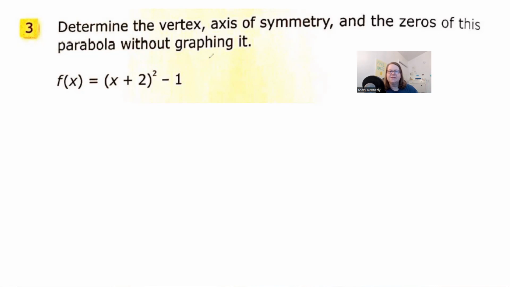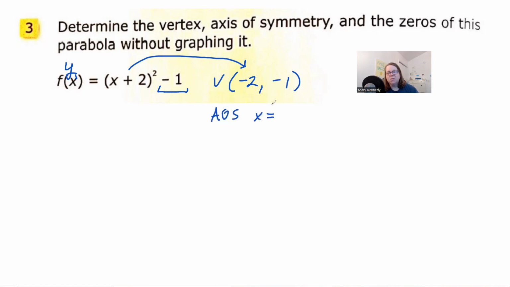So the vertex and axis of symmetry, this is in vertex form, which is fantastic. You know, this is f of x means y. So y is equal to this. So the vertex is the opposite of the parentheses. So -2 instead of +2. And then the number at the end is a -1. So the vertex is (-2, -1). The axis of symmetry is always x equals whatever the x was in the vertex, which was -2. That's the axis of symmetry. If we were to graph this, that would be the high or low point at (-2, -1), and then it would be symmetric on either side of that point.